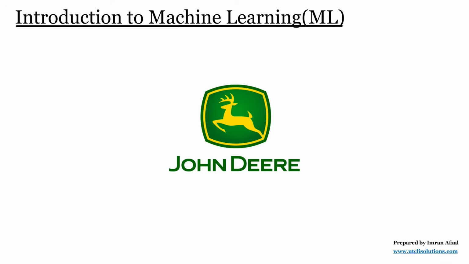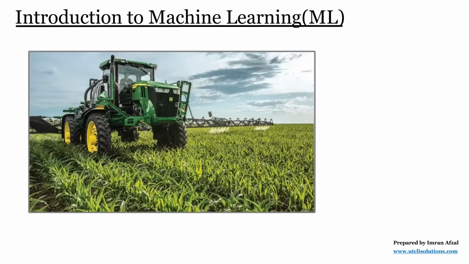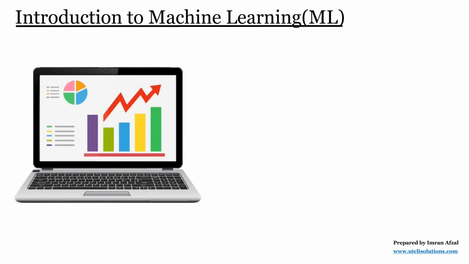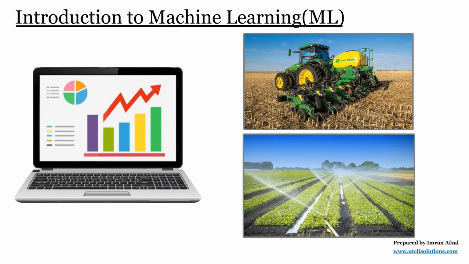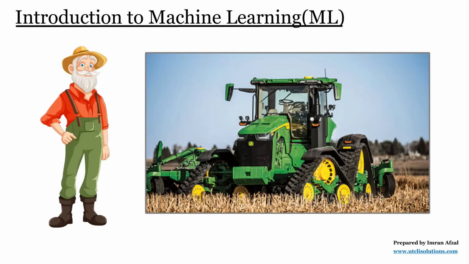Let's take John Deere as an example, a US based company that builds machines for farming. Their machines collect data from fields, like the health of plants, the condition of the soil, and the weather. The system studies this data again and again. It learns when is the best time to plant seeds or water the crops. The more the machine learns, the smarter it becomes. The farmer no longer needs to tell the machine what to do every day. It has already learned from the past.